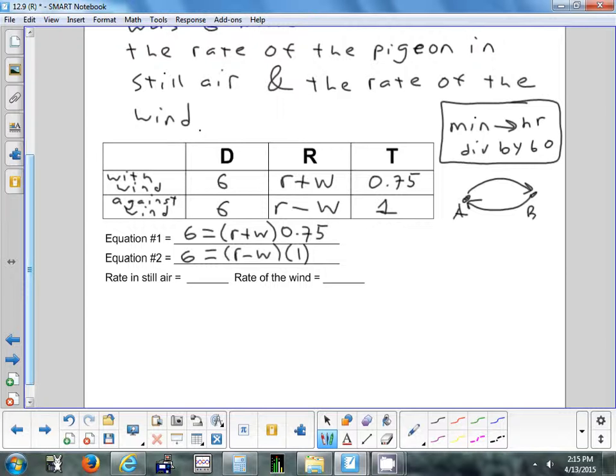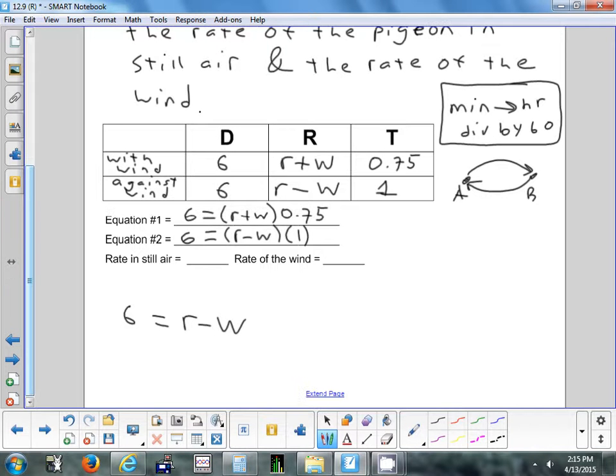We have to distribute. Now, eventually, we've got to take one of these equations, solve it for R or W, and plug it into the other one. Which equation looks easier? Better numbers here. Yeah, the bottom equation. Let's take the bottom equation and rewrite it right here. Normally it would make a difference whether you solve for R or W, but look at the question. They want both, the rate and the wind. So let's solve for R here.